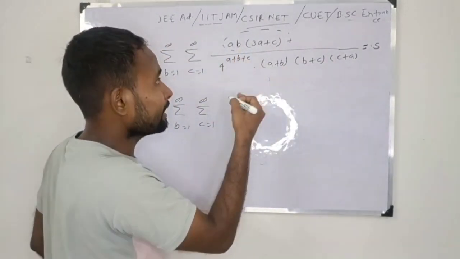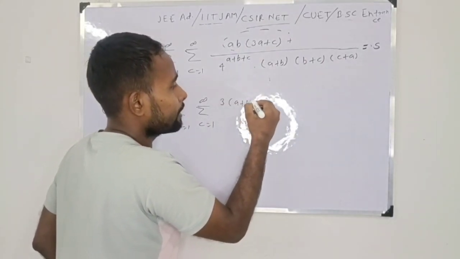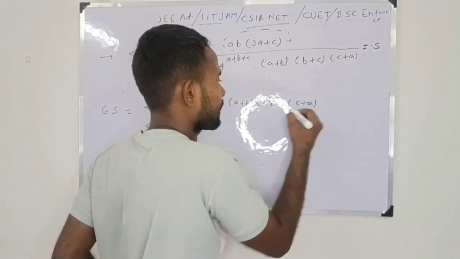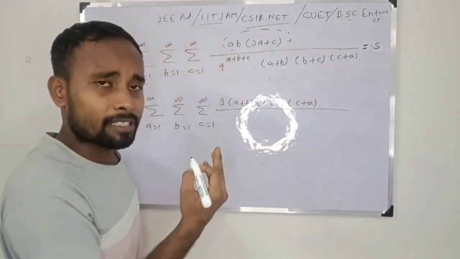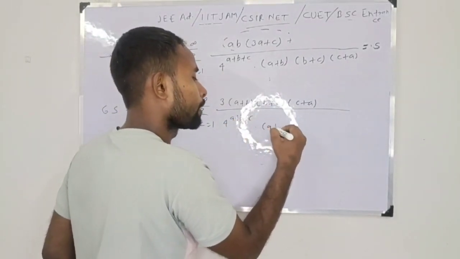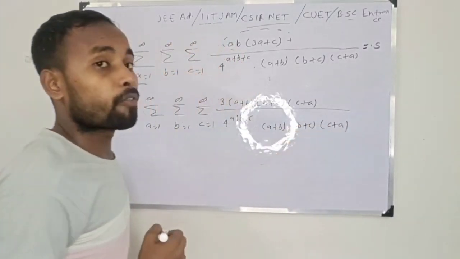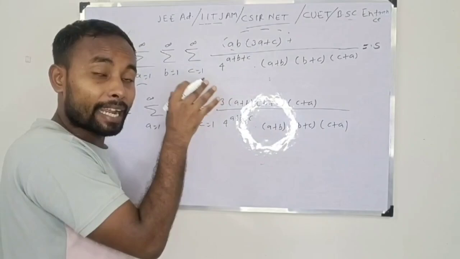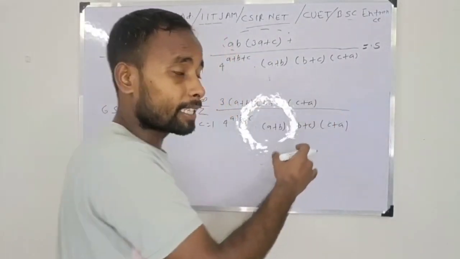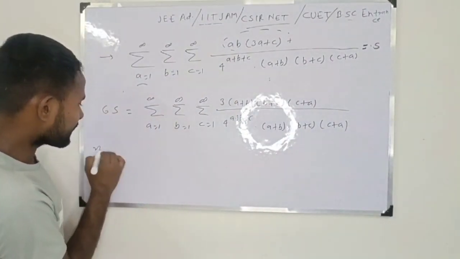In this format you will get 3 times (A+B)(B+C). After factorization you will get an expression like 3 times (A+B)(B+C)(C+A), and in the denominator you will get 4^(A+B+C) into (A+B)(B+C)(C+A). This is your final expression after adding all these 6 possibilities that I have taken. Now this will be your 6S.